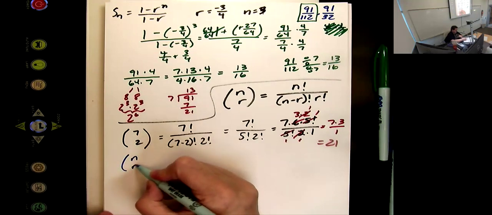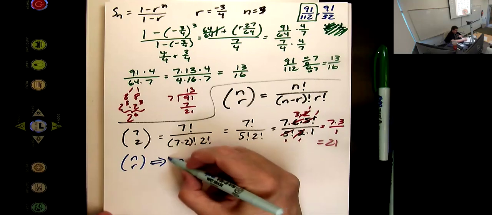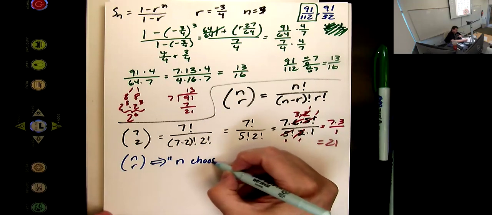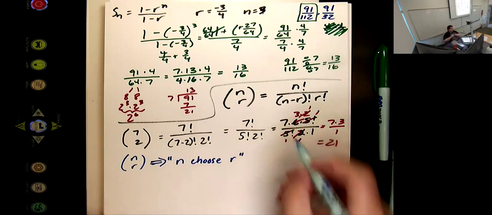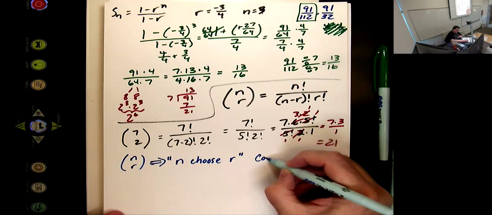When you see this, this is read as N choose R. Yes, statistics. This is in combinatorics.